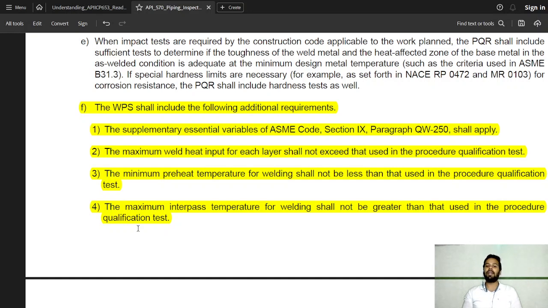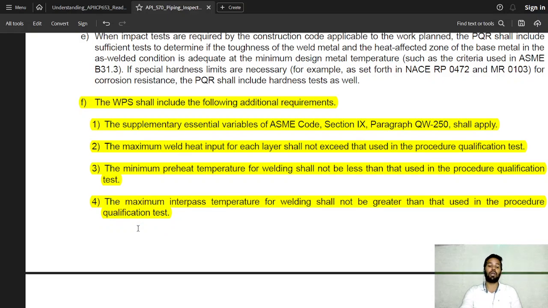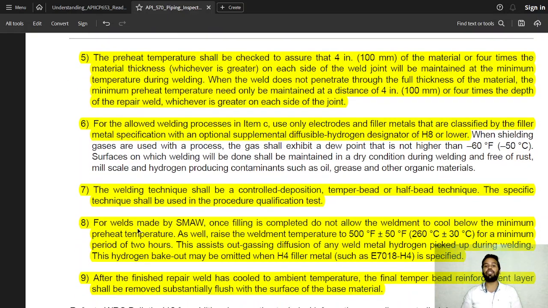The maximum weld heat input for each layer shall not exceed that used in the procedure qualification test. The minimum preheat temperature for welding shall not be less than that used in the procedure qualification test. The maximum interpass temperature for welding shall not be greater than that used in the procedure qualification test. The preheat temperature shall be checked at 4 inches or 4 times the material thickness on either side of the weld and maintained during the welding. If the weld does not penetrate the full thickness of the material, then it shall be checked at 4 inches or 4 times the depth of preparation, whichever is greater.